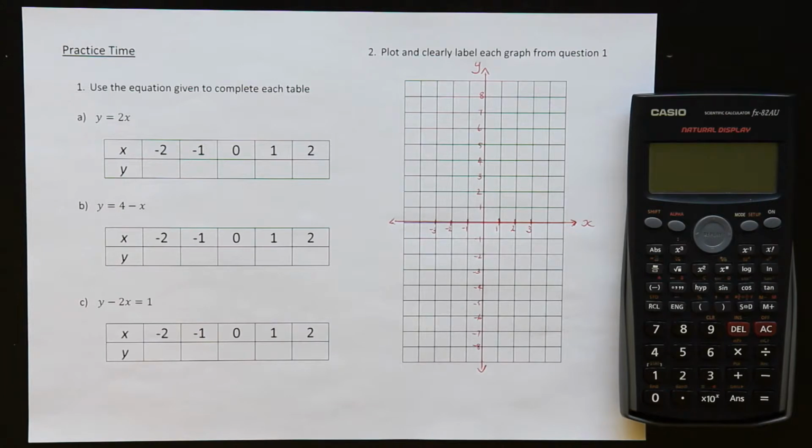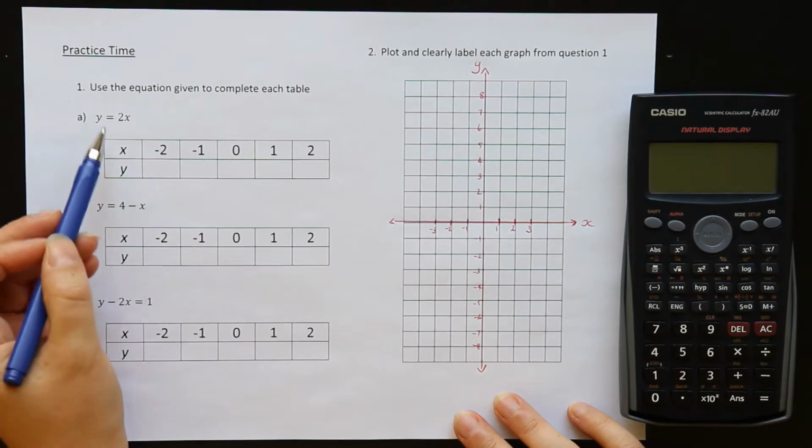Okay, so here are 3 questions, just like the ones I did on a previous page, that you can try for yourself. So pause the video, have a go at filling in the tables and plotting your own graph, and restart the video to see if you get the same thing as me.